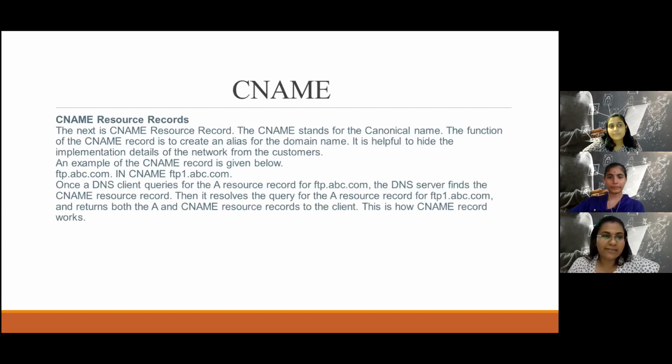CNAME resource records. The next is the CNAME resource record. The CNAME stands for canonical name. The function of the CNAME record is to create an alias for the domain name. It is helpful to hide the implementation details of the network from the customers. An example of the CNAME record is given below.